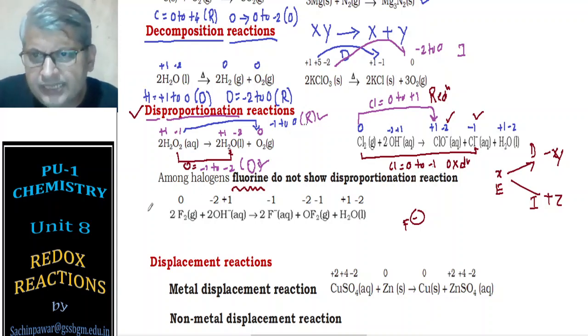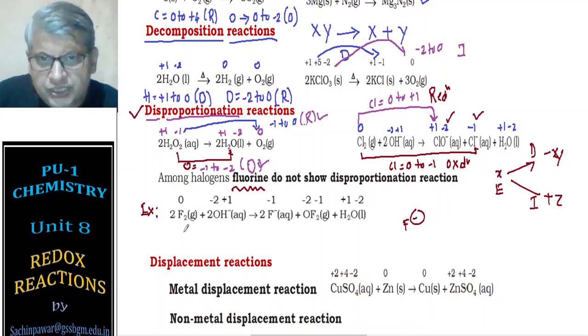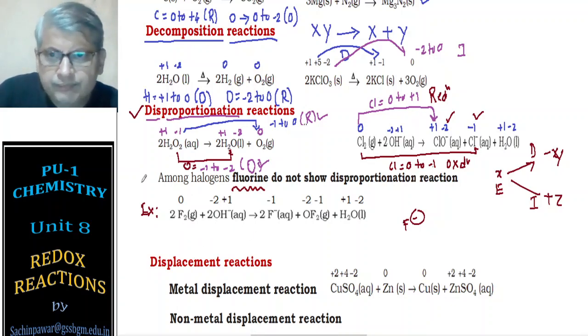So here is one example, if you check: F2 is reacting with the hydroxide ion. The fluorine molecule reacts with the hydroxide ion to form the fluoride ion and OF2. And if you check it here, no disproportionation is taking place. It is 0 to -1. Check it out.